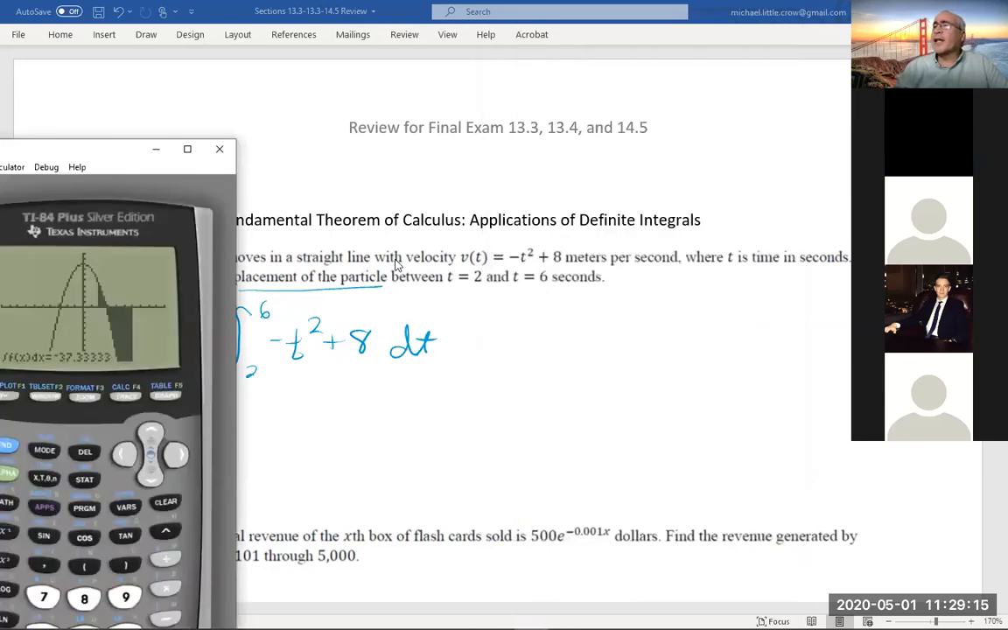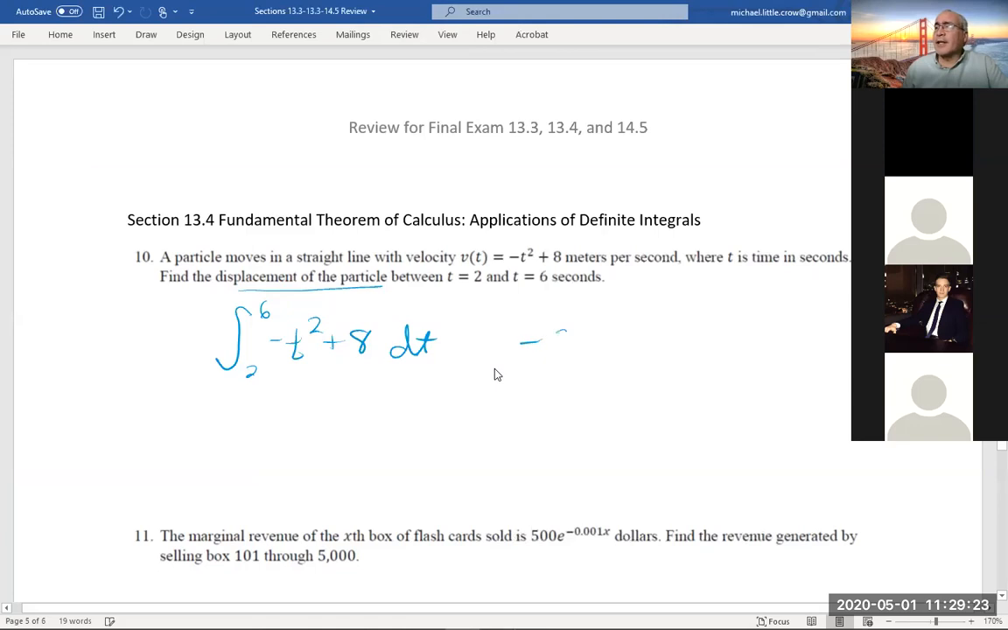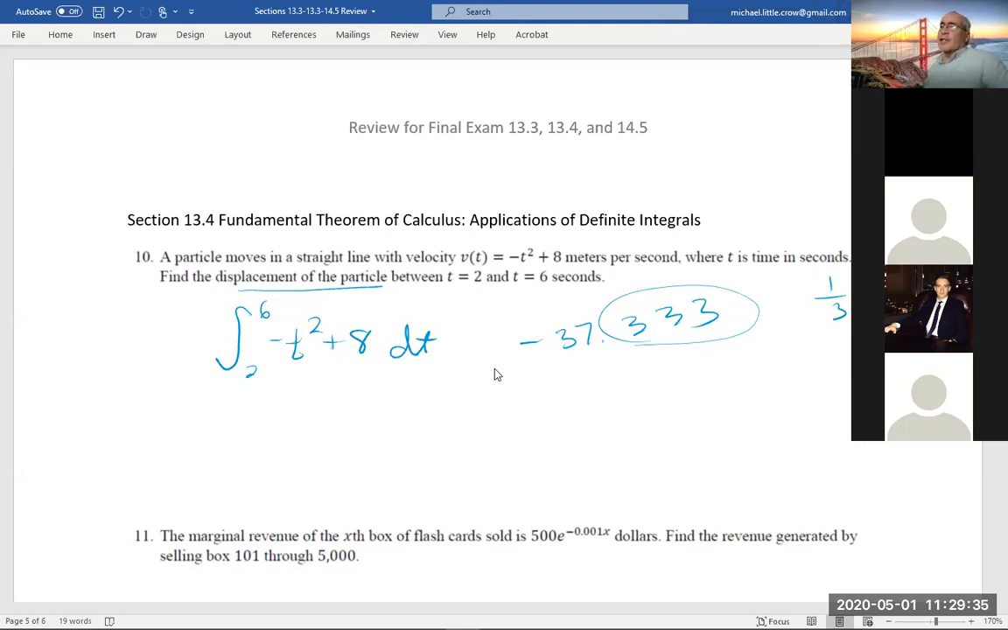And because velocity has direction, it evidently changed direction. We get negative 37.333. If you wanted an exact answer, what you have to recognize is 0.333 is 1/3. So you could turn it into a fraction if need be, but negative 37.333.